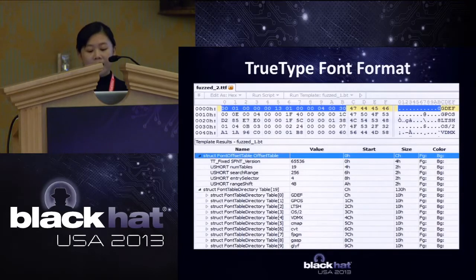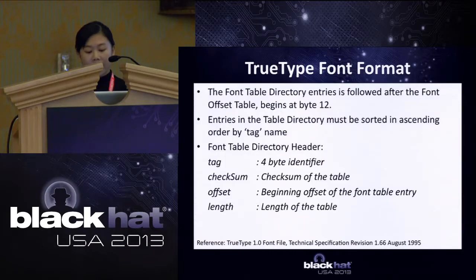And as mentioned previously, a basic font is composed of multiple tables specified in each header. A table name can have up to 4 letters, and this slide shows the header of a TTF binary file. The font's table directory entries follow after the font offset table. Each font table directory header consists of 4 fields, that are tag, checksum, offset, and finally length.